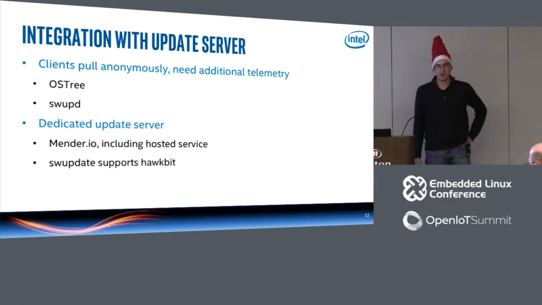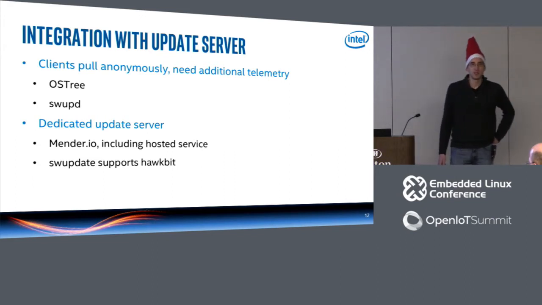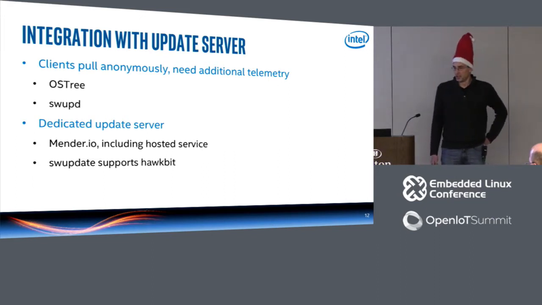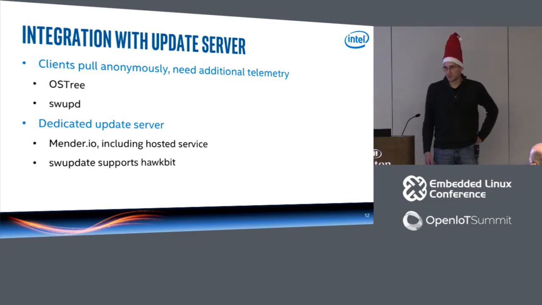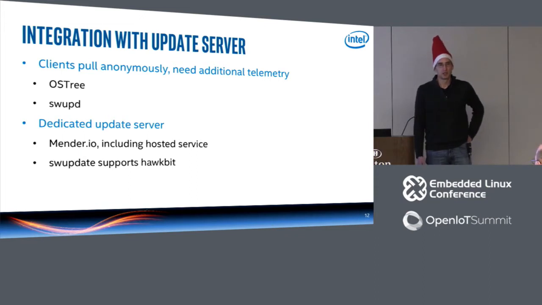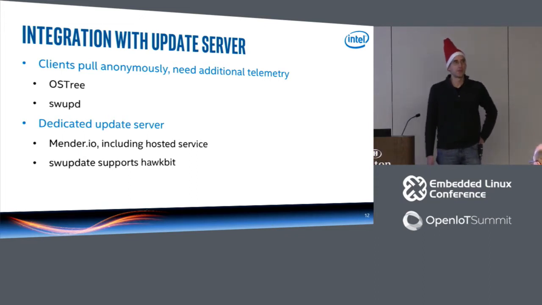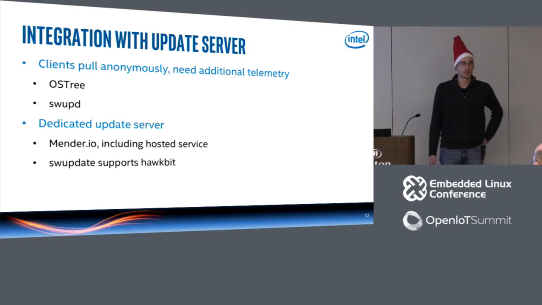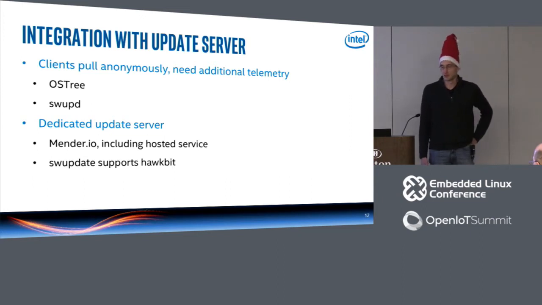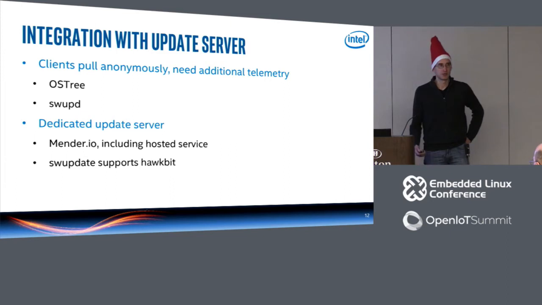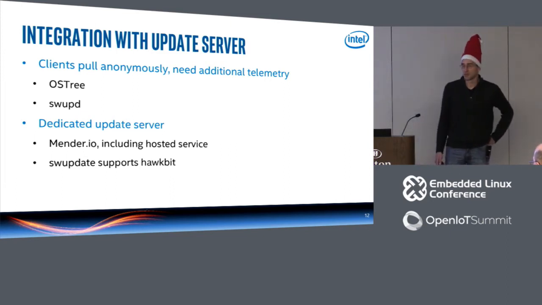The alternative is to have dedicated update servers with a custom protocol that the client uses to check for updates, and Mender.io provides that. It's part of their design, that they have a complete solution for the client and the server. So you can actually do some device management and say this device is supposed to have that version, and you know that it has updated. That's also important. If you have devices out in the field that never get turned on, yeah, you don't get them to update, but still you might want to know that.